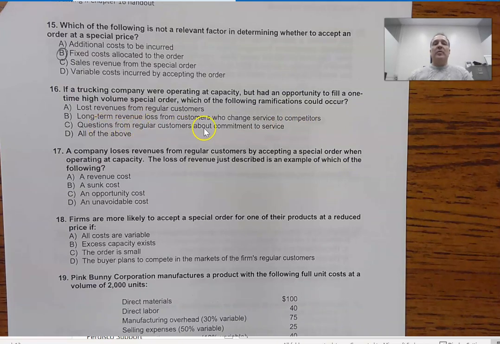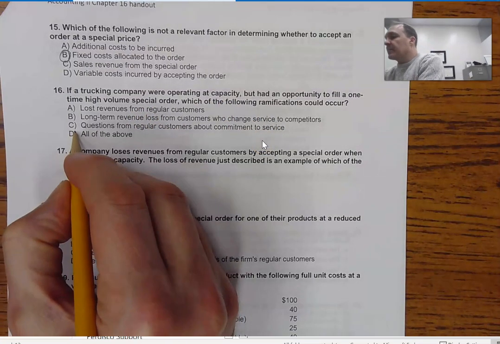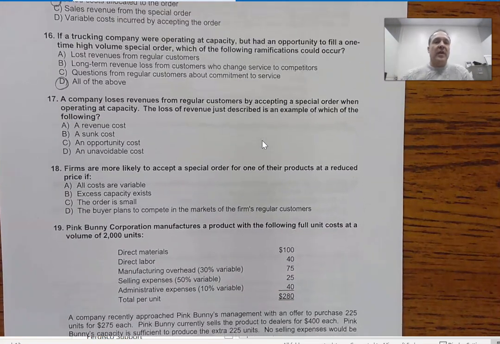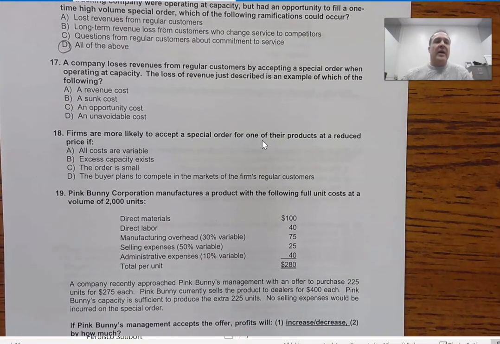Questions from regular customers about commitment to service. Sure, absolutely. They order, they didn't get their stuff because you were too busy making this one-time special order that was very, very high volume. By the way, the fact that it's high volume means it's probably going to affect a lot of our customers. So really, in a way, we could say that they're going to start with questions about your commitment to service, and then when they don't get satisfactory answers, they're going to go to a competitor. So our answer here is going to be D, all of the above, because all of those things can absolutely happen.